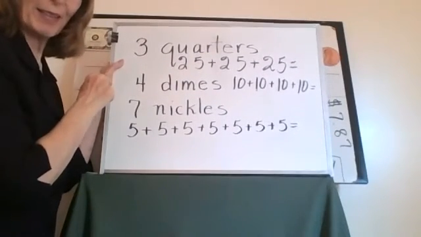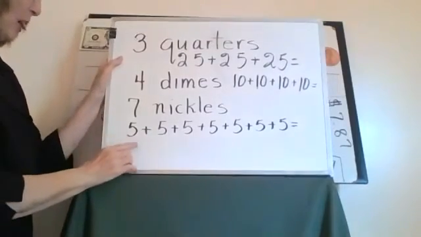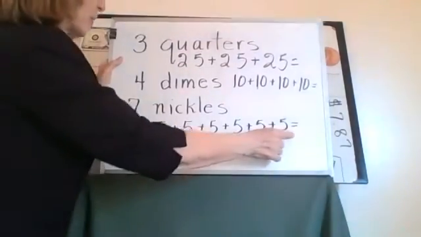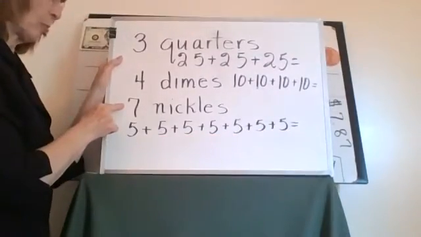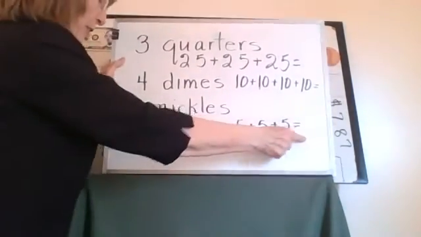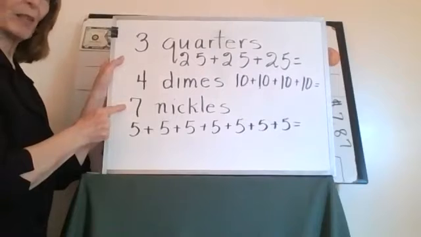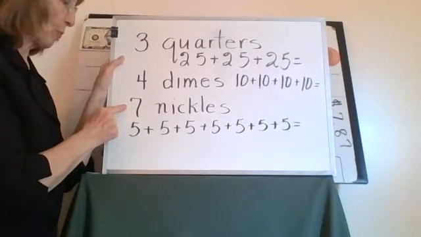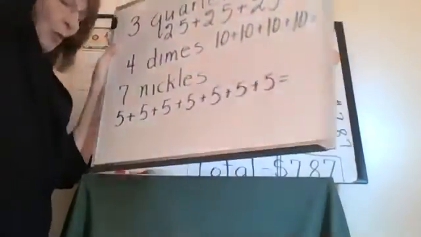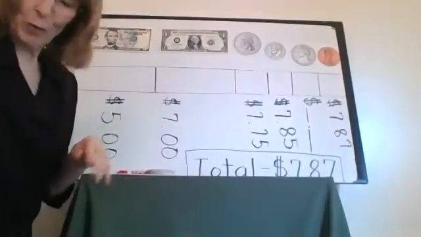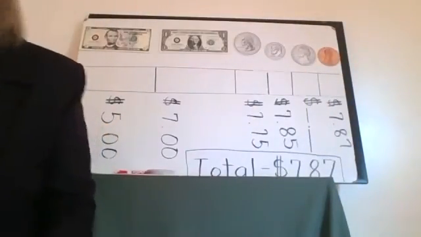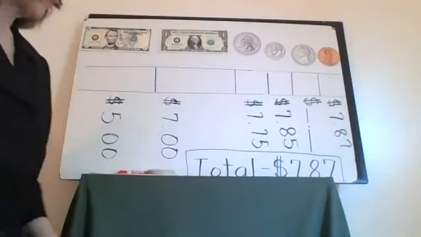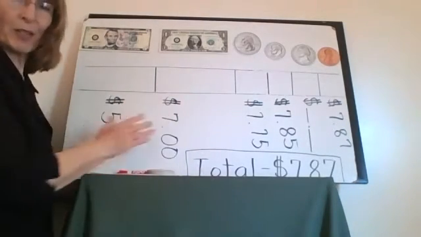75 pennies. Yes. Okay. How many pennies would we need to equal 7 nickels? Remember, it was 35. So how many pennies? 35 pennies. Remember, we measure by pennies when we're doing cents.